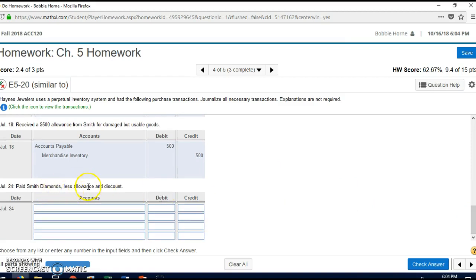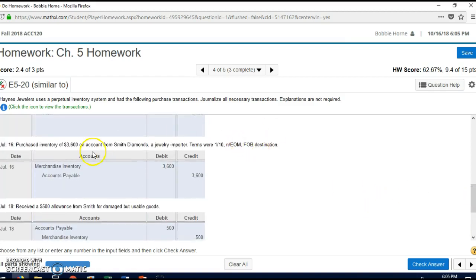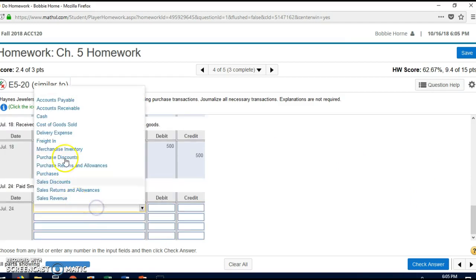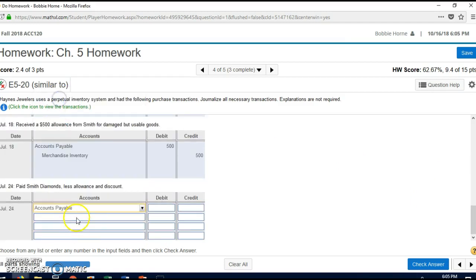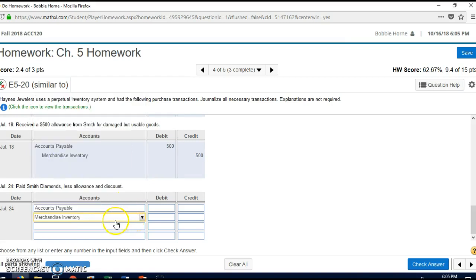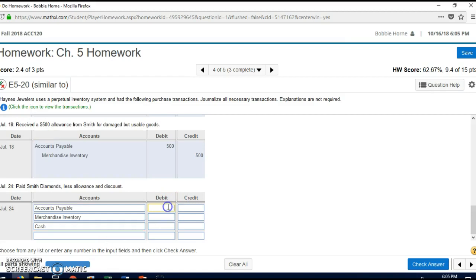Then we paid Smith Diamonds less the allowance and the discount because we had to pay it within 10 days. So we did that. So the $3,600 minus the $500 would be $3,100 that we're going to take off of accounts payable. But we're going to credit merchandise inventory for the amount of the discount. We never use the word discount when we're the buyer. And we're going to credit cash for the remainder. So we know that this is $3,100.